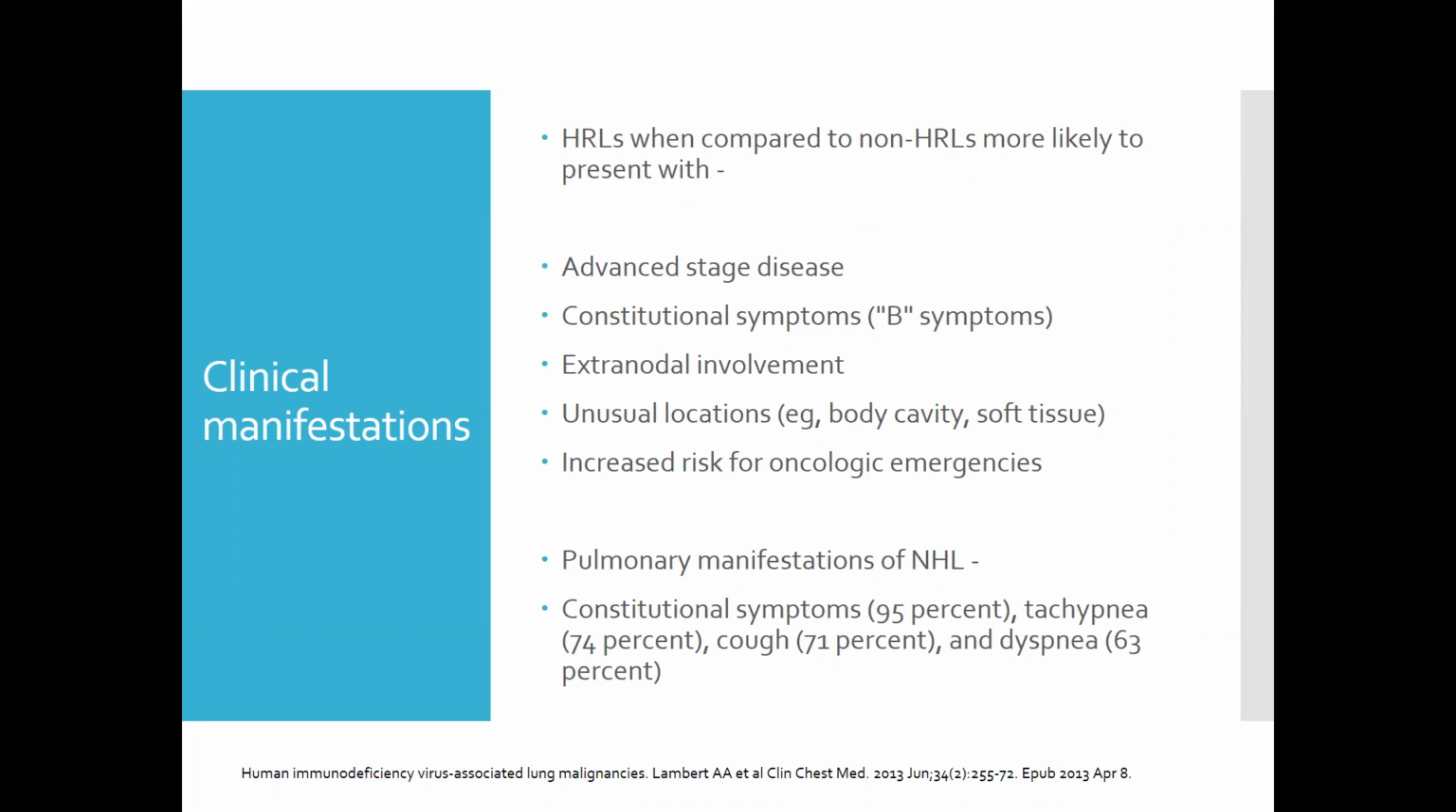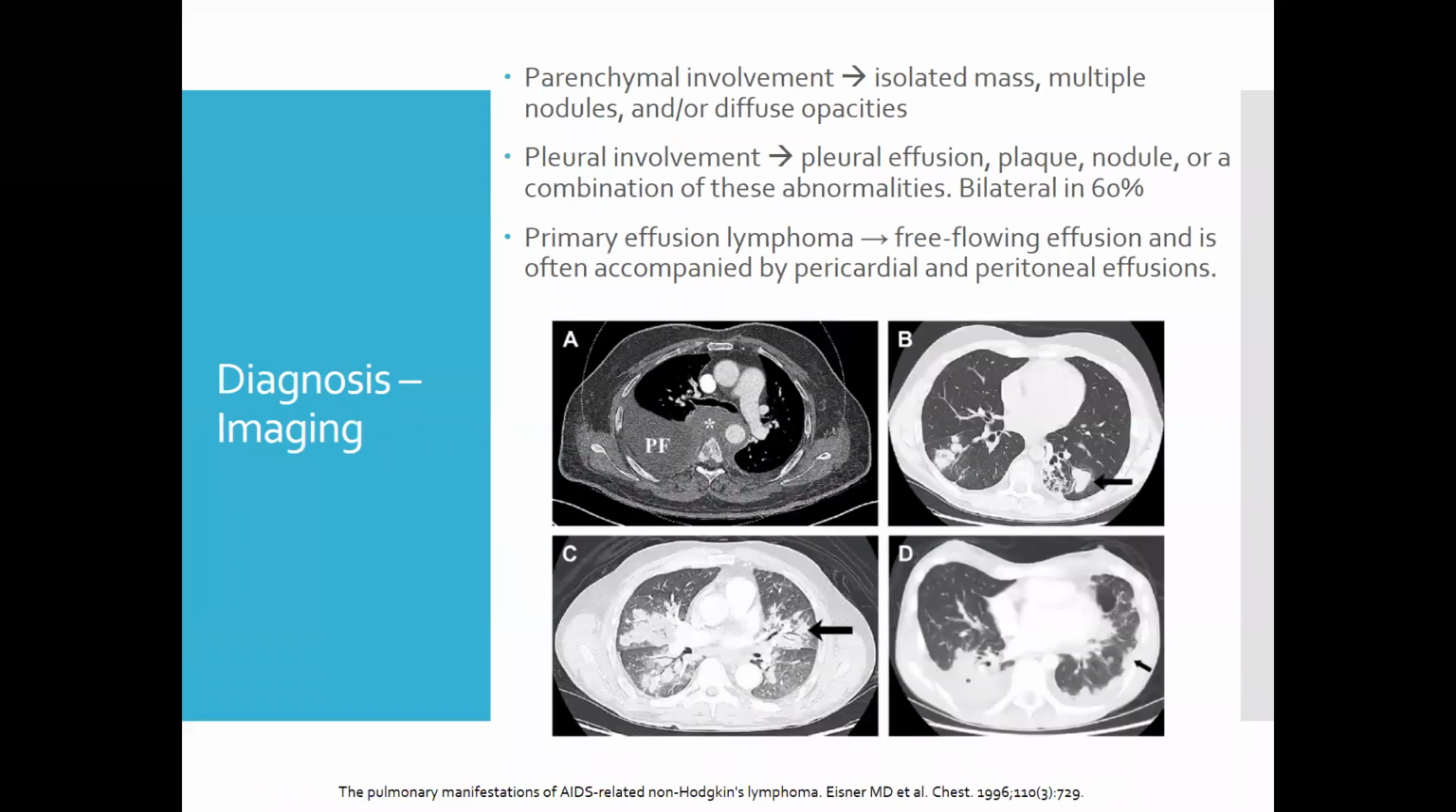In terms of clinical manifestations, HIV-associated non-Hodgkin's is similar to how other non-Hodgkin's presents, except for a few differences. HIV-associated non-Hodgkin's is usually more advanced, with more constitutional symptoms and more extranodal involvement. Pulmonary manifestations, again, as I mentioned earlier, are typically very non-specific symptoms: constitutional symptoms, tachypnea, cough. The involvement can be very similar to what we talked about in terms of Kaposi's.